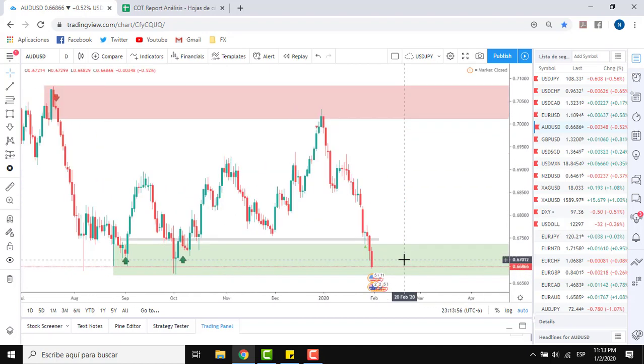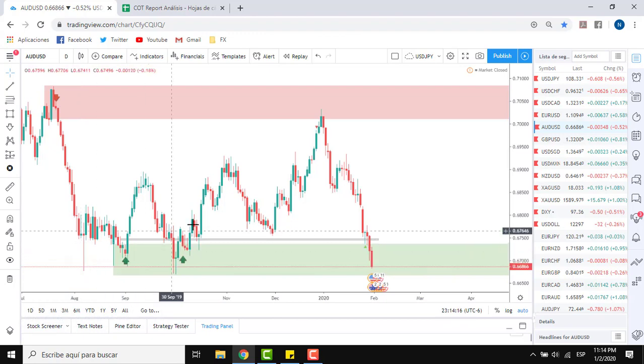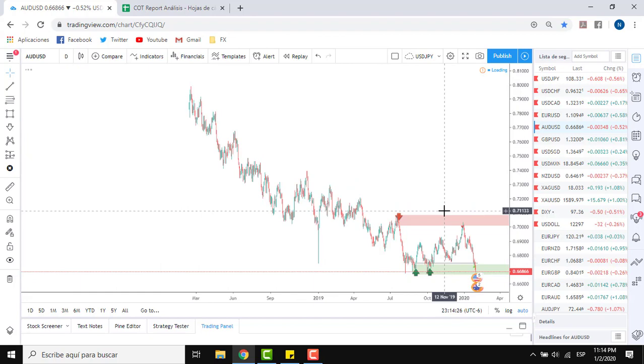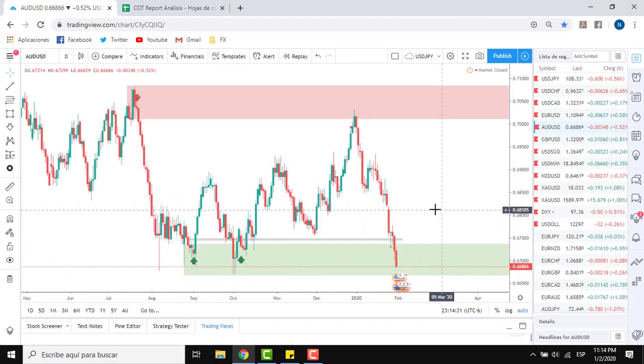But this is a cheap price, and we also have, let's call this a demand zone. We have this as well, support, and this will create more volume for buy orders from technical traders. Why? Because we have a support here, we have a demand zone here, and that pretty much creates volume. So right now the price is very cheap. The Aussie is very cheap.